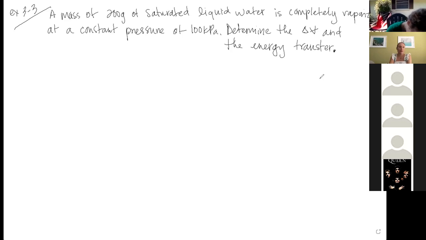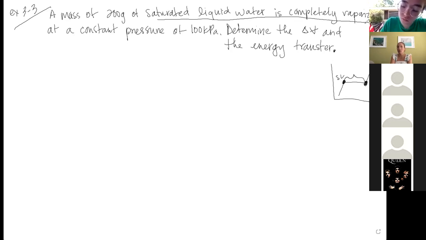All right, so first things first, we are told that we are going from a saturated liquid to a saturated vapor. We are covering this plateau line. So saturated liquid water is completely vaporized. Our saturated liquid is completely turned into our saturated vapor. So we are covering this liquid vapor line. Our pressure is constant, which is an isobaric system.